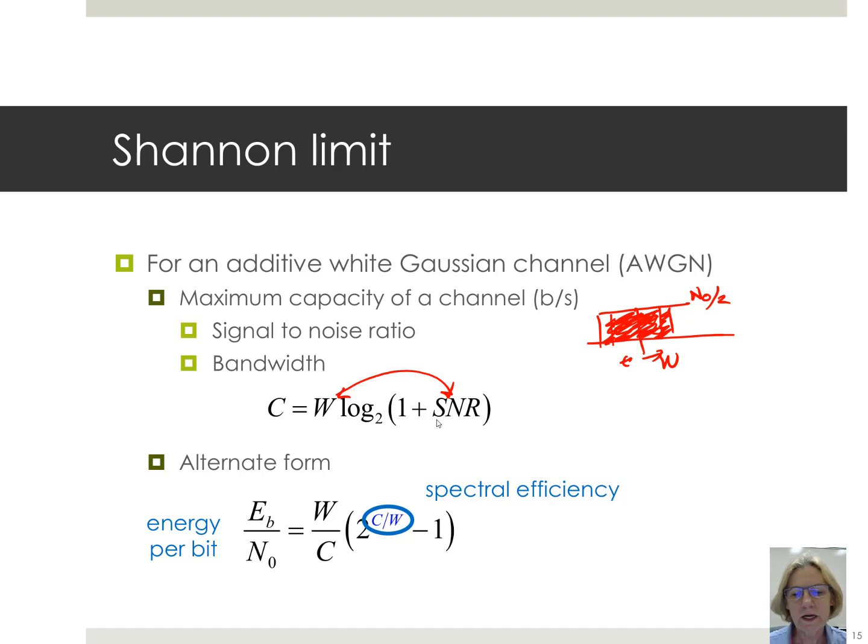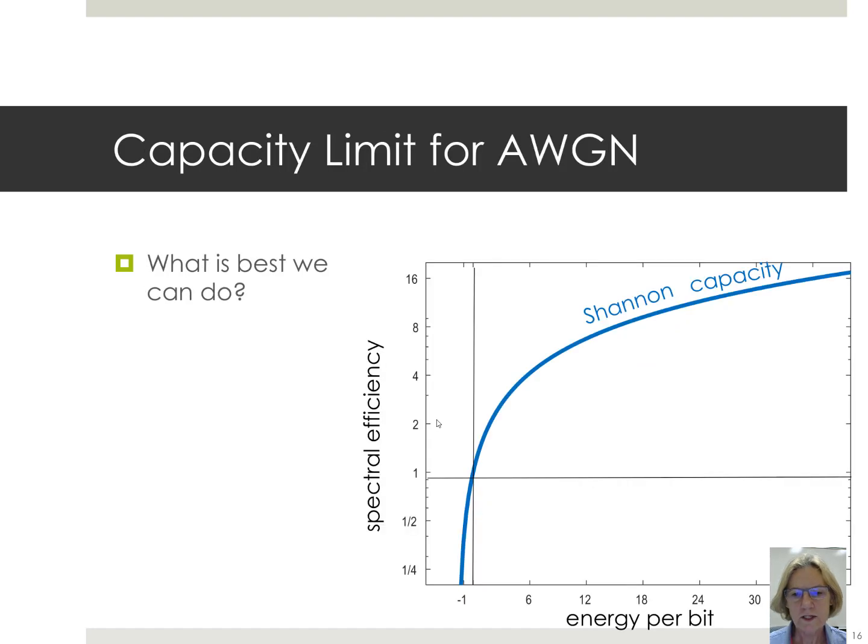And so that's important because the capacity per available bandwidth is what we call the spectral efficiency, because it tells us how much information we are getting through, given that we have a certain slice of bandwidth available. So this is a very useful way to render Shannon's limit, or the equation for the Shannon limit. So let's look at a graph of this Shannon capacity.